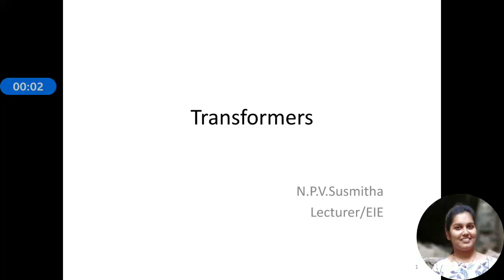Hello everybody. In today's class we'll learn about one of the other basic components commonly used in any electronic circuit, that is the transformer. Till now we have been discussing basic components like resistor, capacitor, and inductor, and in today's session we'll learn another new basic component, the transformer.